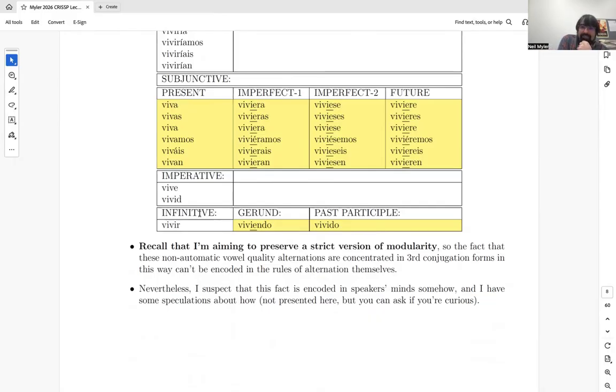Nevertheless, I suspect that this fact is coded in speakers' minds somehow. That is, I suspect that speakers know about the rules of exponents of their language, that the only such rules that contain on the right side of the arrows an underlying representation that has one of these underspecified for height vowels that we'll see are all such that the left-hand side of the rule refers to something in the third conjugation, something that's plus alpha in the feature system that we'll see later.